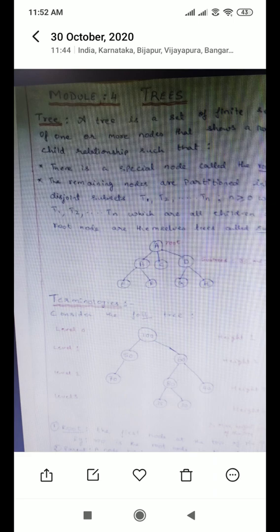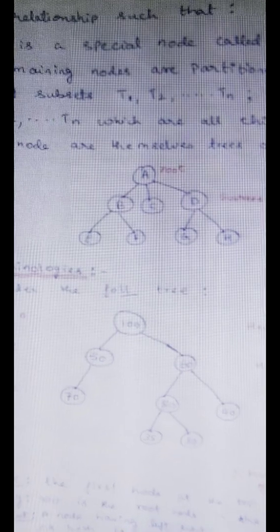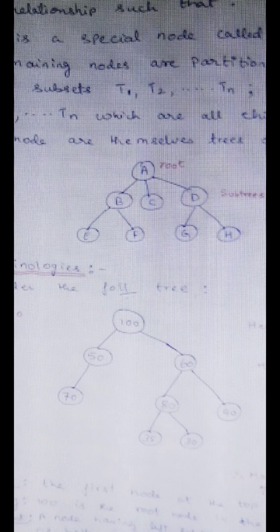Now we'll see the terminologies of the tree. This is the tree representation: 100, 50, 60, 70, 80, 40, 35 and 30. See here, in this figure 100 is the topmost element of the tree, that is called the root node. A node having a left or right subtree we call a parent node. So if you consider node 60, it is the parent node of 80 and 40. Next is the child node. The node obtained from the parent node is called a child node.